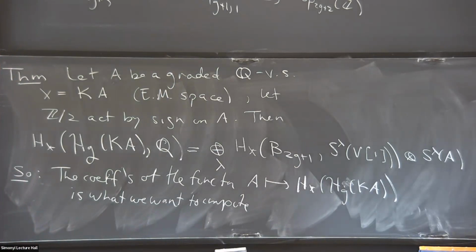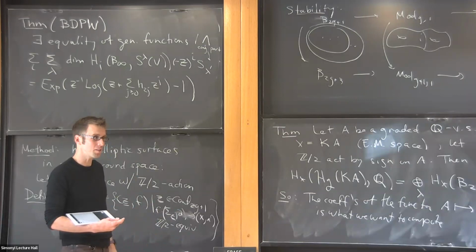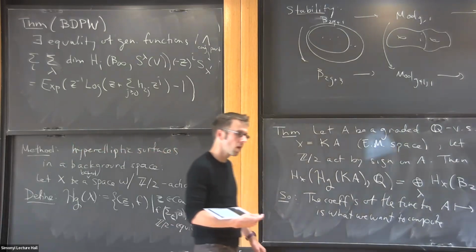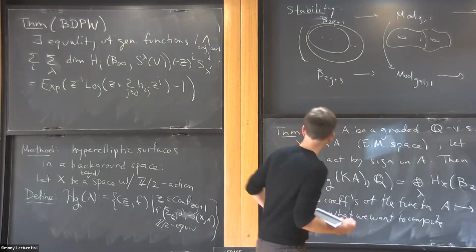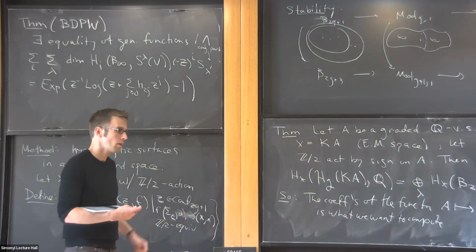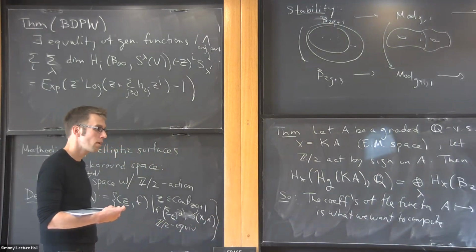V remains the first homology of the hyperelliptic curve. Okay. Unless I screw up, it will. That will be the use of V in this talk. What's H_g of K? This space. Space of... Oh, that's okay. I see. K is what was X.